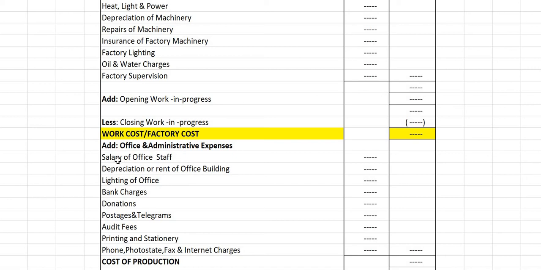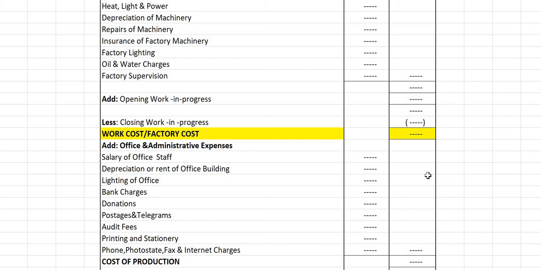So various office expenses will be salary given to the office staff. If you have rented a building, or if you have purchased a building, depreciation of the building, whatever light bill is being used in an office, bank charges, donations, postage, telegram, audit fees, printing and stationery, phone bill, photostat, internet charges. So all these things will be the expenses that are being incurred in an office. These are the indirect expenses. So what we have to do is write them over here, then add them and write the total in the final column.